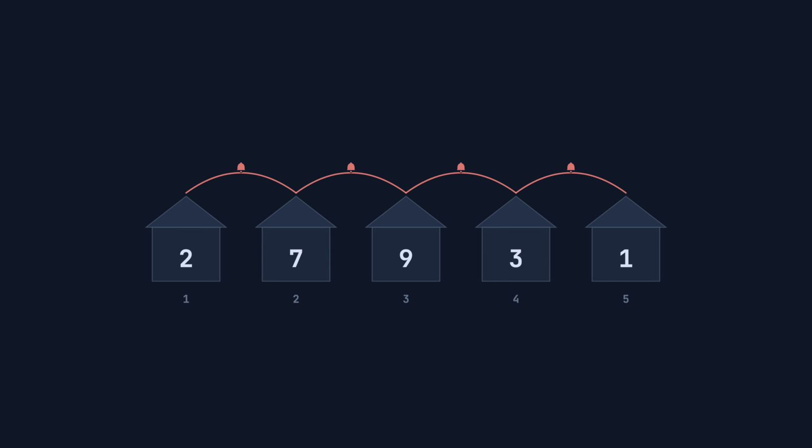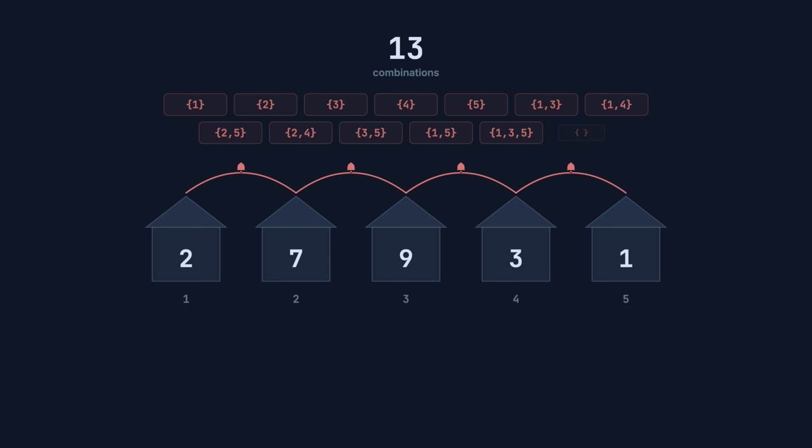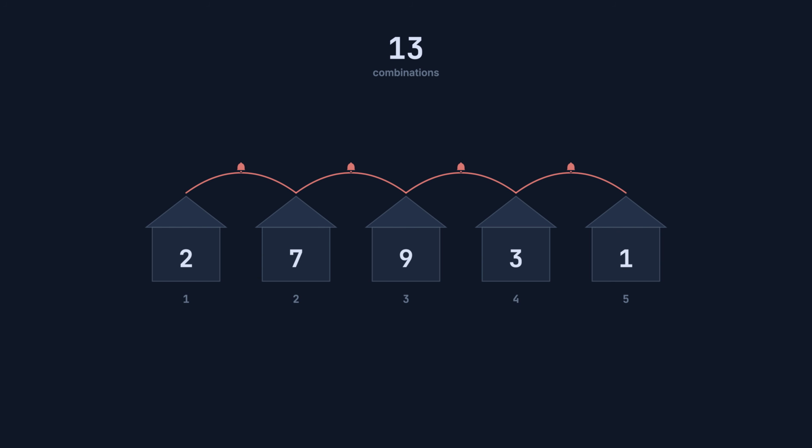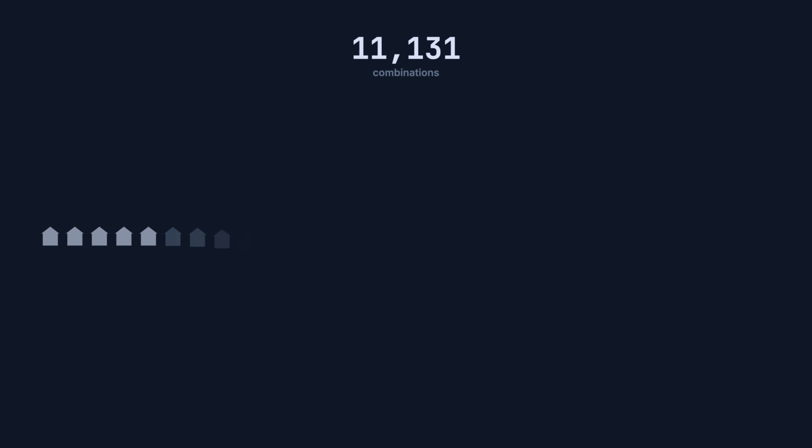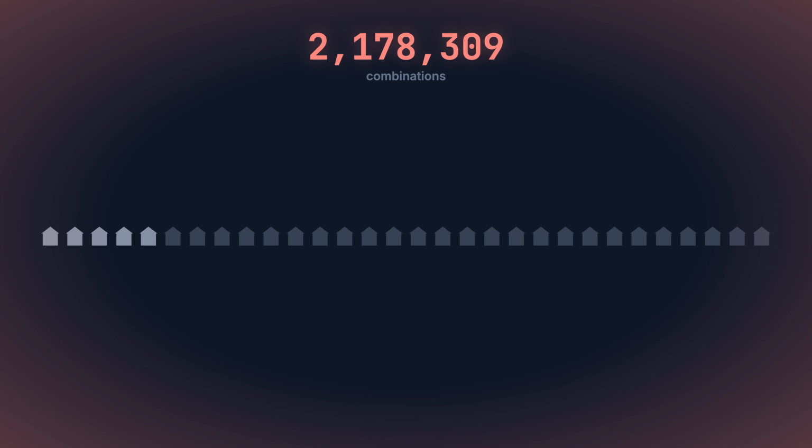The simplest approach is just to try every combination that doesn't trip an alarm. House 1 plus 3, 1 plus 4, 2 plus 5, and so on. And for 5 houses, it genuinely works. There are about a dozen combinations. But watch how many there are as the street grows. At 30 houses, you are somewhere in the millions, and brute force stops being an option.